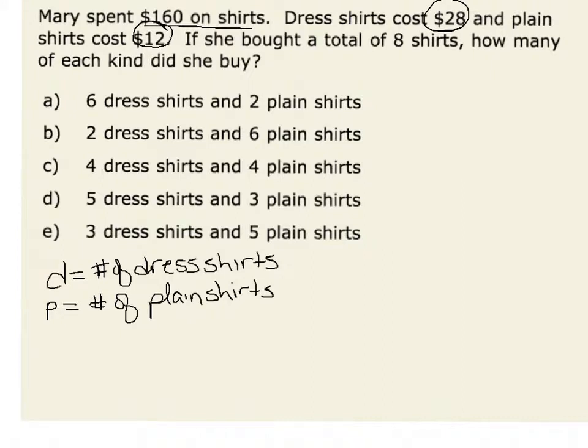My first equation is I know that she bought a total of 8 shirts. So I know when I add the number of dress shirts D plus the number of plain shirts P, I am going to get a total of 8.